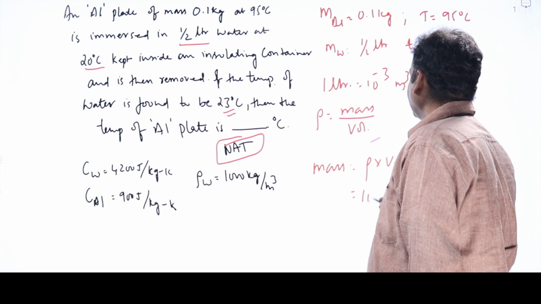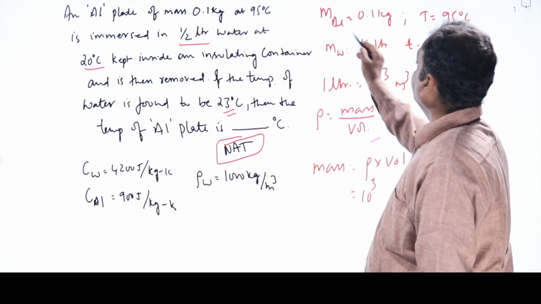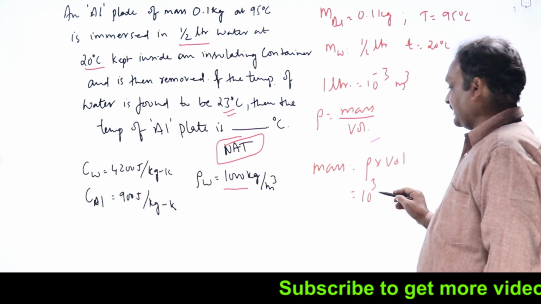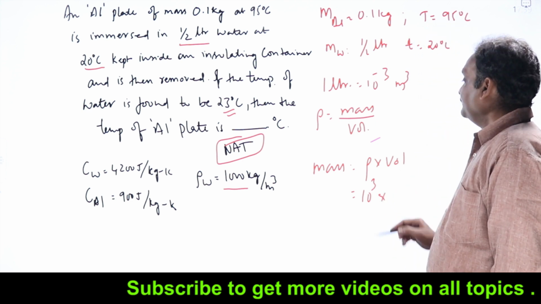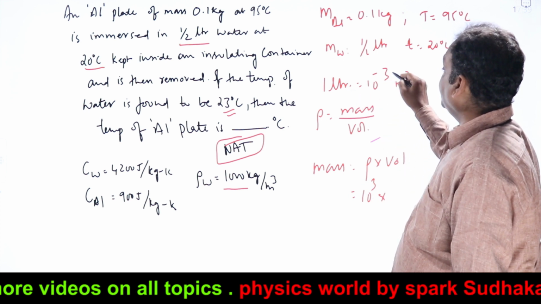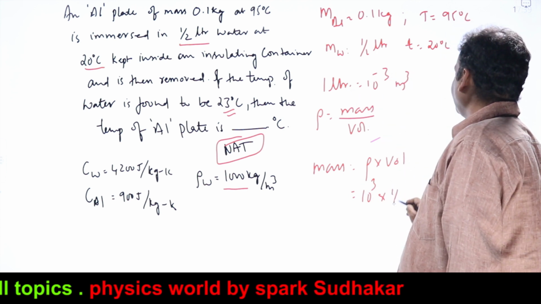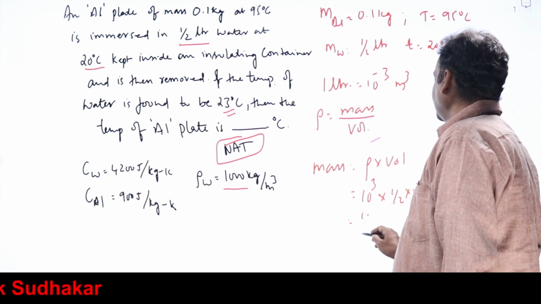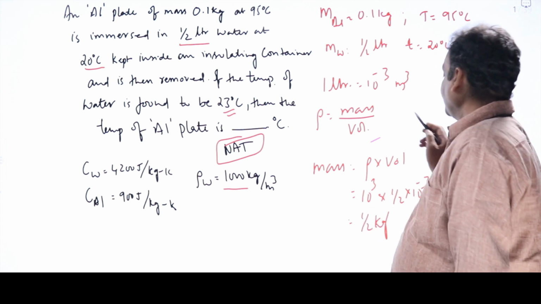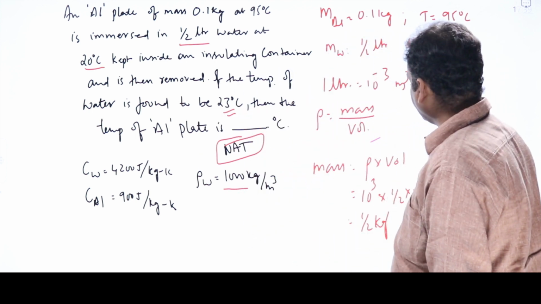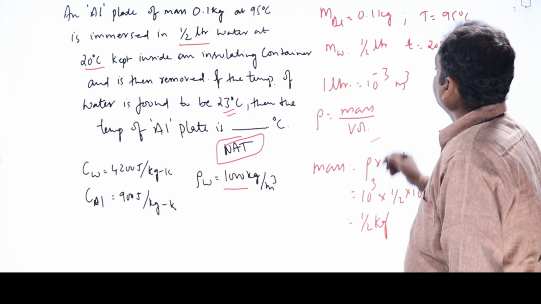Okay, density of water is 1000 kg per meter cube, means 10 to the power 3 kg per meter cube, into, what is the volume? Volume is half liter. 1 liter is 10 to the power minus 3 meter cube. Half liter is half into 10 to the power minus 3. So mass we will get is half kg. So the mass of half liter water is half kg. Okay, right?